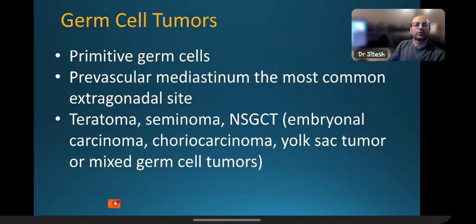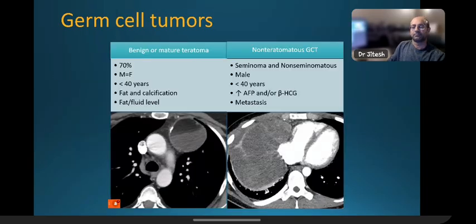So now let's talk a little bit more about the germ cell tumors. These tumors derive from the primary germ cell tumors, and mostly occur in the prevascular mediastinum, an extragonadal site. Teratoma, seminoma, and non-seminomatous germ cell tumor are the common germ cell tumors. Based on imaging, we can try to differentiate between the mature teratoma, which is a benign teratoma, and the immature teratoma or non-teratomatous germ cell tumors.